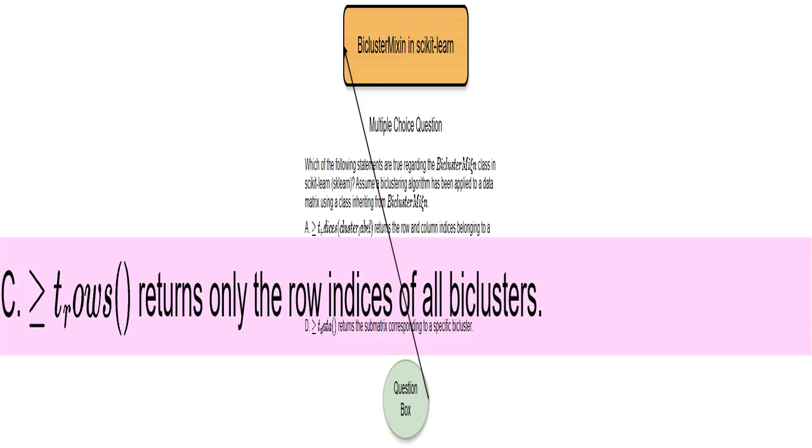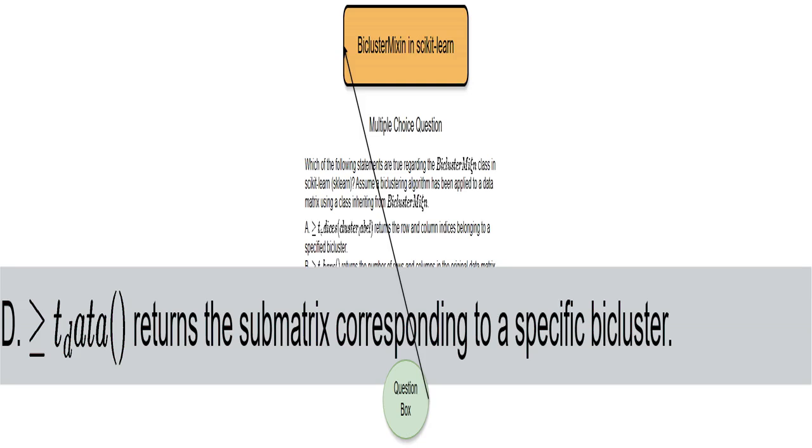The statement claims that the _get_rows method provides all row indices across all biclusters. However, this is generally incorrect. The _get_rows method usually returns the row indices for one specific bicluster, not all of them. This needs clarification. Think of it as the method only providing the addresses of houses in one specific neighborhood, not all neighborhoods. This statement indicates that the _get_data method extracts and returns the submatrix relevant to a specific bicluster. It's like getting only the data related to a particular neighborhood.